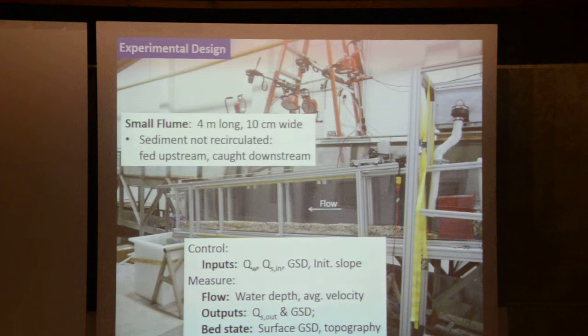tailbox. And in general, in these experiments, I want to, of course, control and then measure as much as I can. We control the water discharge, the sediment flux in and grain size distribution, and the initial slope of the bed. And as you can see, we measure the flow depth. We calculate a water velocity from flow depth and discharge. And at the downstream end, we measure the sediment flux out, sieve it to get a grain size distribution. And then within the channel, I also measure the grain size distribution of the surface using color-coded sediment, and I measure the topography of the channel bed.